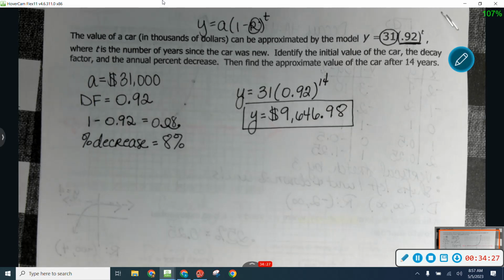Okay? Are we good with exponential growth and decay? All right.